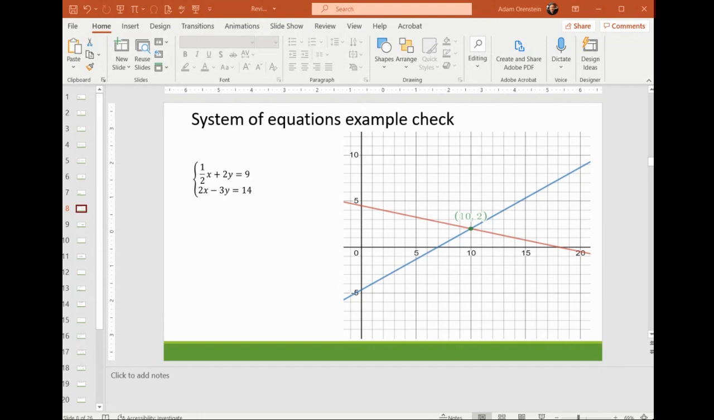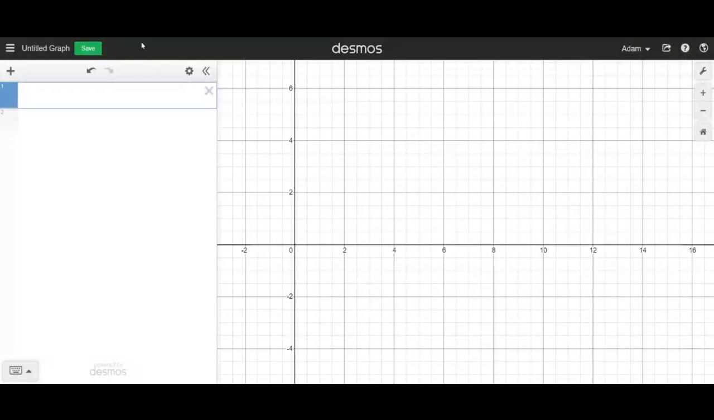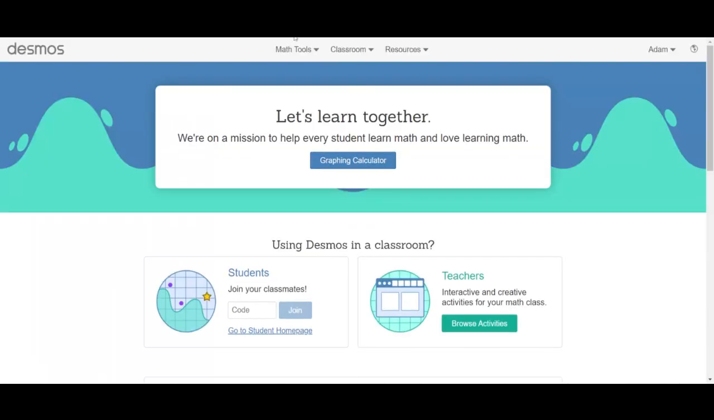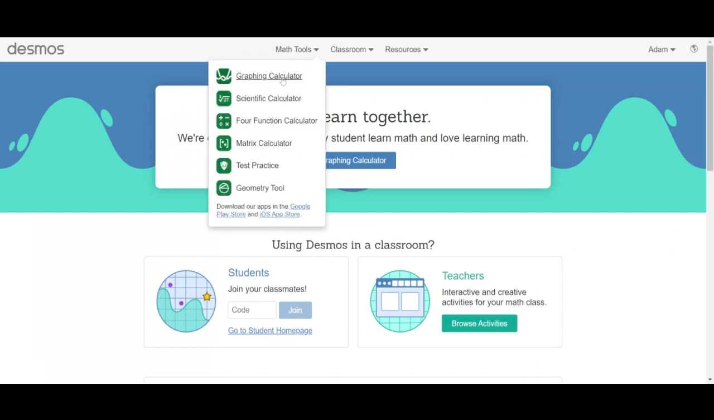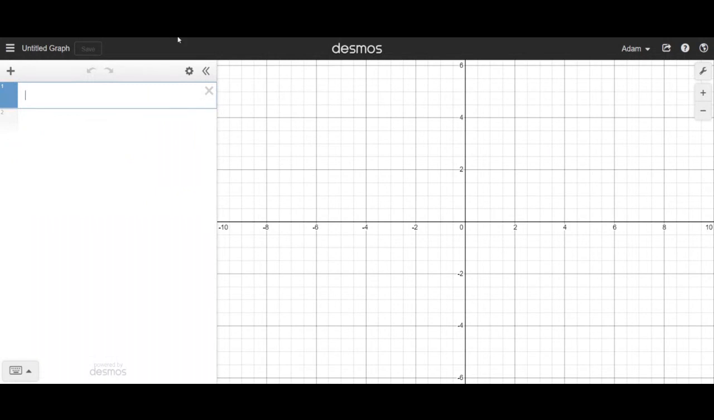Okay. Let me share Desmos. Okay, hold on, here it comes. Good. Actually, you know what? Let me do this. If you go to Desmos, this is the site you come onto, although you may not be logged in as Adam, which is how I'm logged in, because Adam's my name. And we go to the graphing calculator. So we type in the equations.